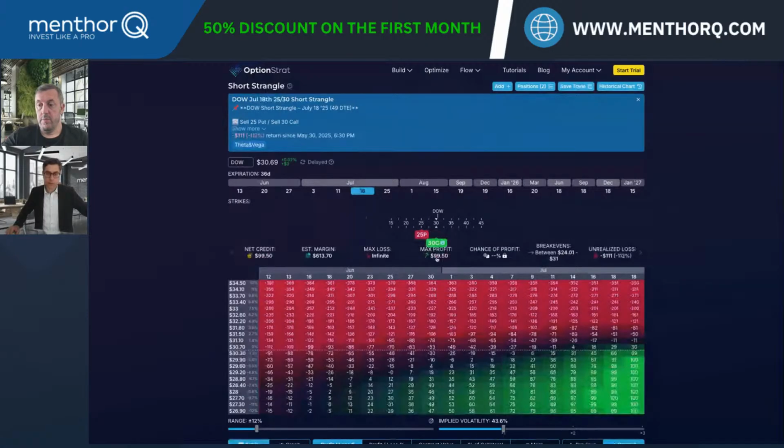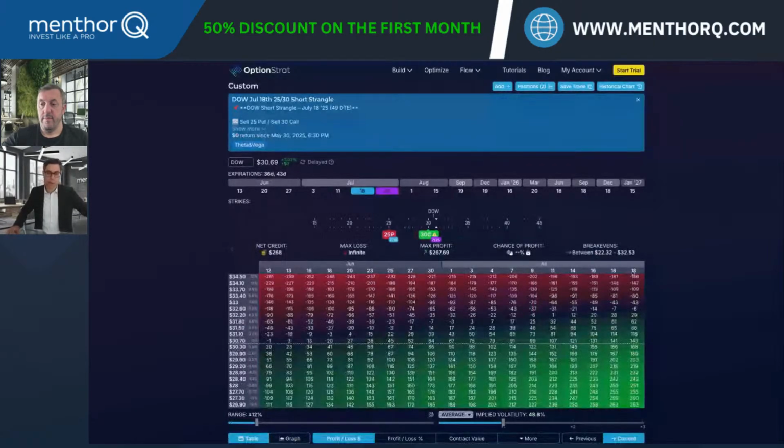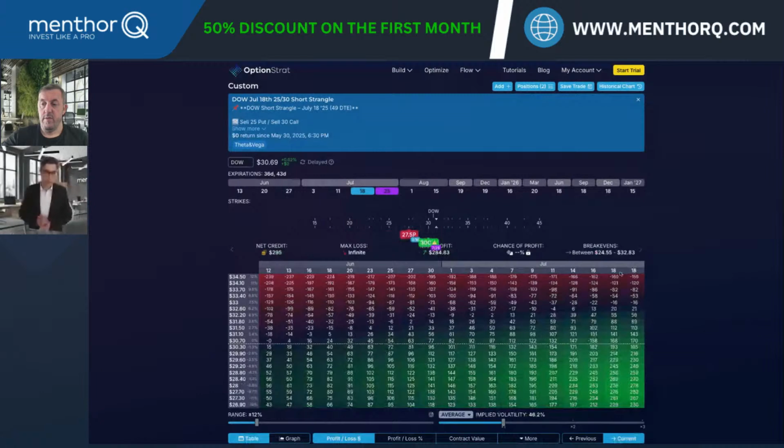I could just change the expiration, maybe go out one and collect a bit more credit. You see, we have more credit here, and also roll this up a bit. So you see, we're moving up. So in the end, I don't need to lose anything on that, but MenthorQ helps me monitor these things. But in the end, I believe that these levels are respected. They bounce back, but MenthorQ helps you track this stuff. So in the end, time is on your side.